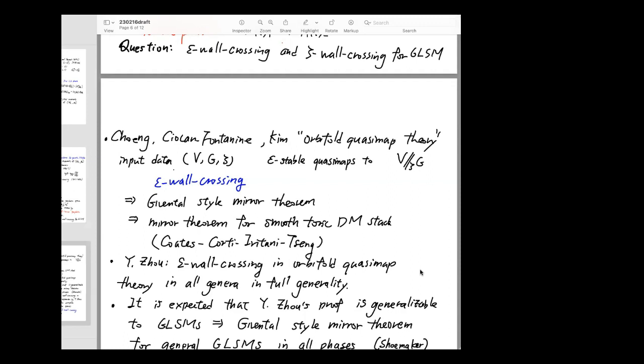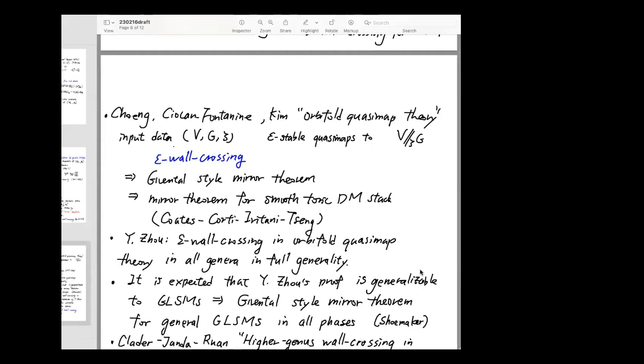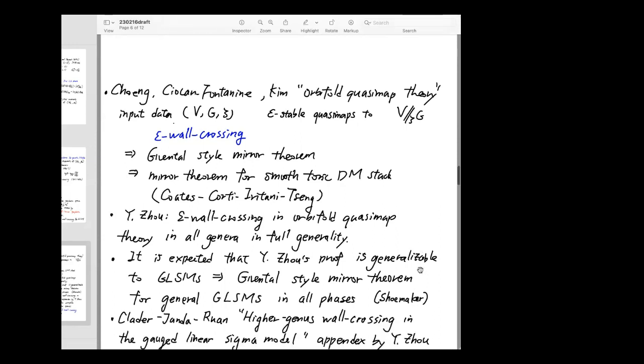At least, this is what Yang Zhou told me; I think he will be one of the most capable mathematicians to prove this. In particular, if this is proved, then in genus 0 it will imply the Givental-style mirror theorem for general GLSMs in all phases. And I know Mark Shoemaker is also thinking about this. Indeed, this has already been proved for some GLSMs.